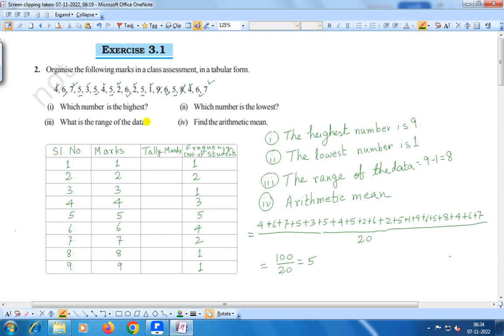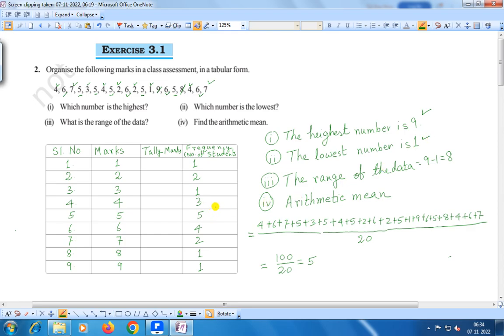Now the question is, which number is the highest? Here you see the highest number is 9, therefore we have written the highest number is 9, question number 1. Question number 2 is, which number is the lowest? Here you see the lowest number is 1.